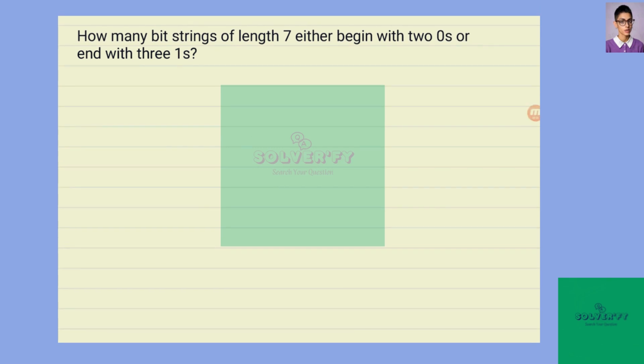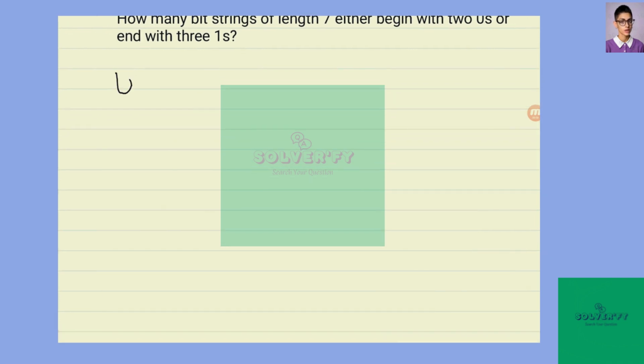For this problem, we are asked how many bit strings of length 7 either begin with 2 zeros or end with 3 ones. So you can think about it as we have 7 different little boxes we need to fill. I'm just going to use a box tool because, as you can tell, my artistic skills are lacking. So we have 7 boxes we want to fill. 4, 5, 6, 7.